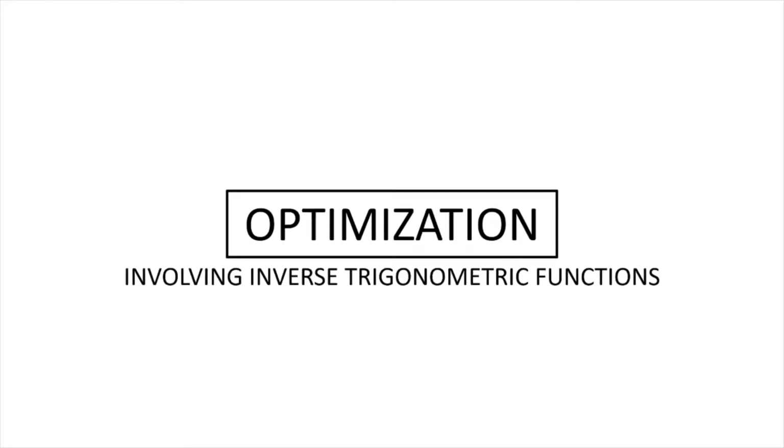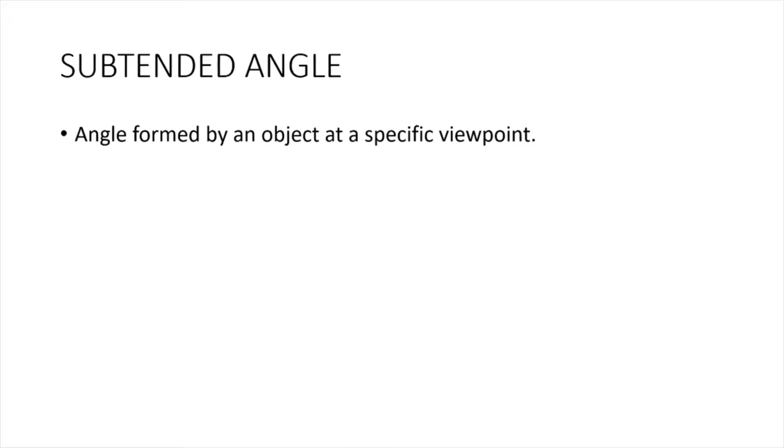In this video, we're going to solve an optimization problem using inverse trigonometric functions. In most cases, optimization involving inverse trigonometric functions deal with subtended angles. A subtended angle is an angle formed by an object at a specific external point or viewpoint.